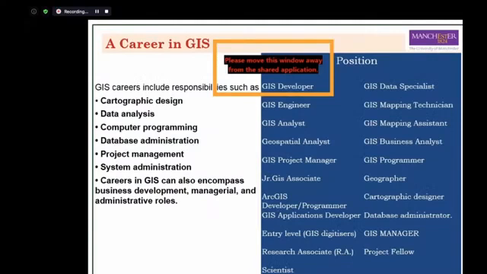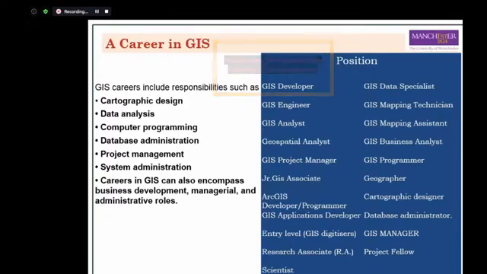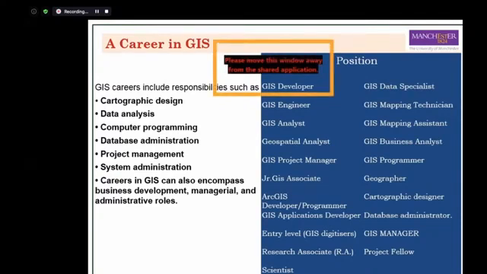And a career, yeah, obviously, it's a basic question for us. What is the future in GIS? You can be a GIS developer, GIS engineer, GIS analyst, geospatial analyst, GIS project manager, GIS junior assistant, junior scientist, ArcGIS developer. You can be an academician. You can be a GIS database analyst, mapping technician, mapping assistant, business analyst, programmer, geographer, cartographer, database administrator, GIS manager, project fellow. So there is a lot of scope in GIS.